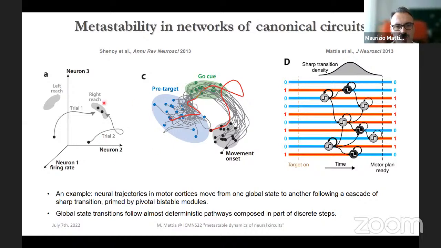An example is shown here. This is a very classic paper by Shenoy and collaborators, where they look at the latent space of the activity in motor cortices when a monkey is performing a reaching task. And these are the trajectories, the gray curves, followed by these neurons in an effective latent subspace when the animal moves from one behavioral state to another. For instance, when the go cue appears on the screen and then the animal moves, and all the trajectories represent moving into a different state.